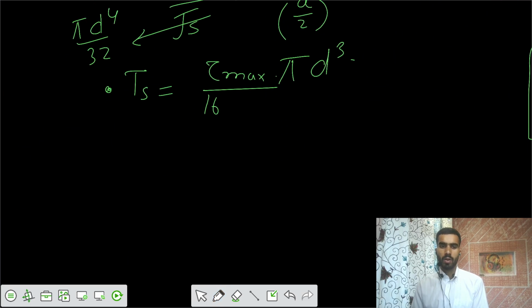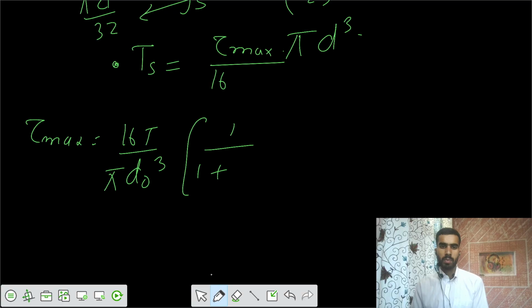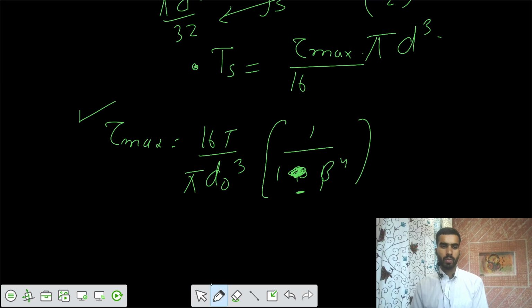And similarly for the hollow section, we have the equation tau max equals 16 T upon pi d outer cube times (1 minus beta power 4). Do you know this equation? It is 1 minus beta power 4, while your beta value equals d inner by d outer.